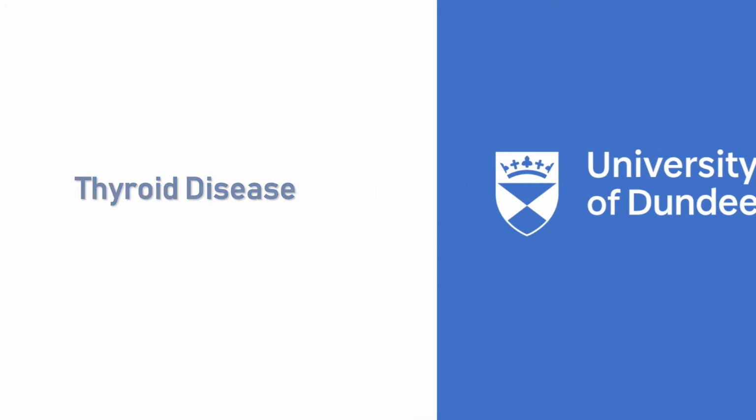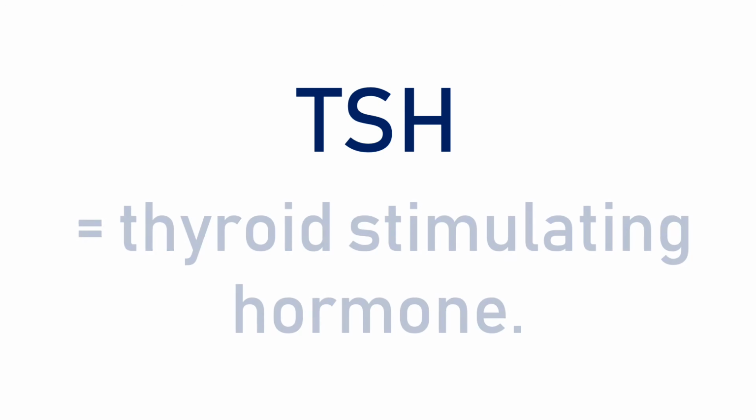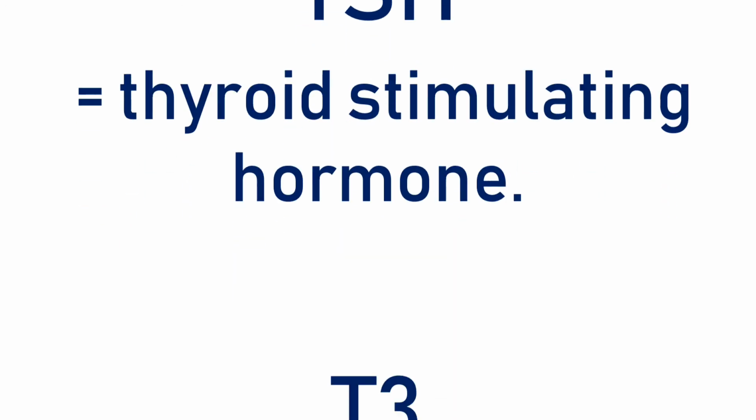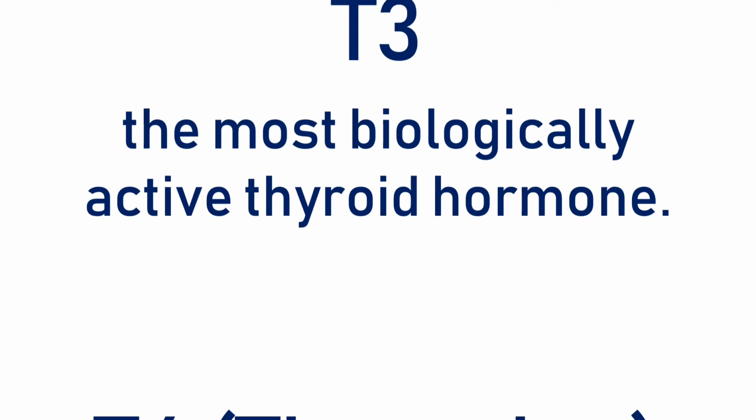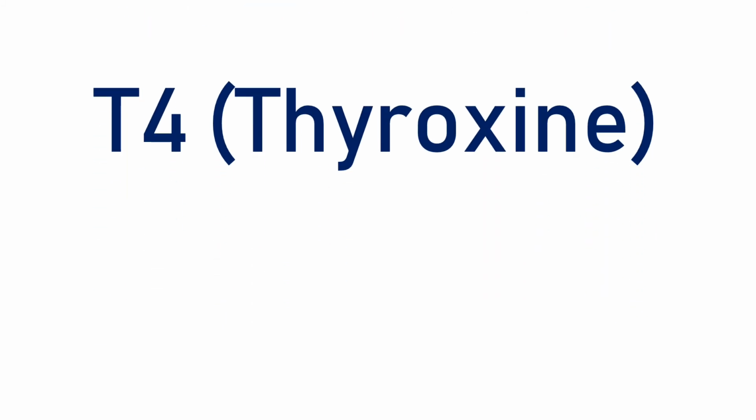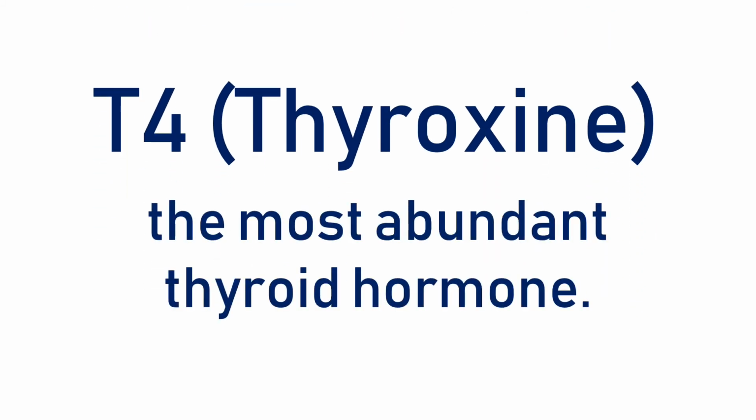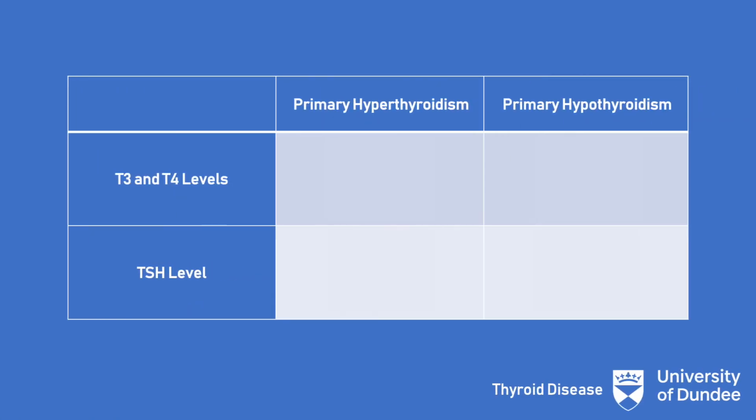To diagnose these, blood tests are carried out on the patient to measure their levels of TSH, or thyroid stimulating hormone, T3, the most biologically active thyroid hormone, and T4, or thyroxine, the most abundant thyroid hormone. In primary hyperthyroidism, the levels of T3 and T4 would be expected to be high, whilst the TSH level would be low due to negative feedback inhibition.